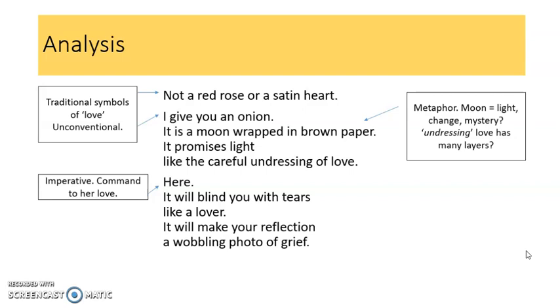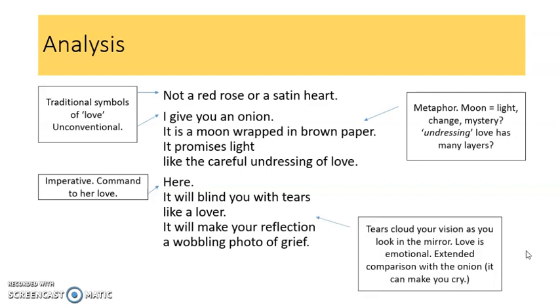It will blind you with tears like a lover. It will make your reflection a wobbling photo of grief. So there's this association continuing this idea of an onion. Tears can cloud your vision as you look in the mirror. Love is shown to be emotional, that they could be happy or sad tears, but those tears cloud your vision, as it says here.